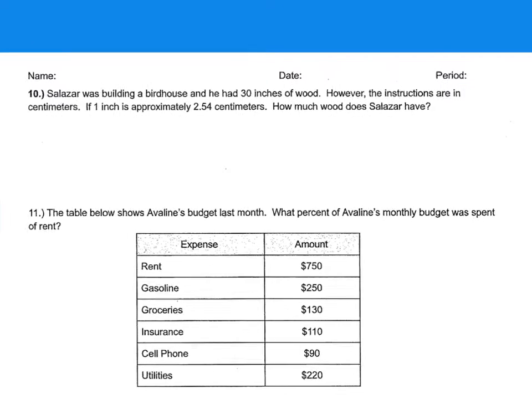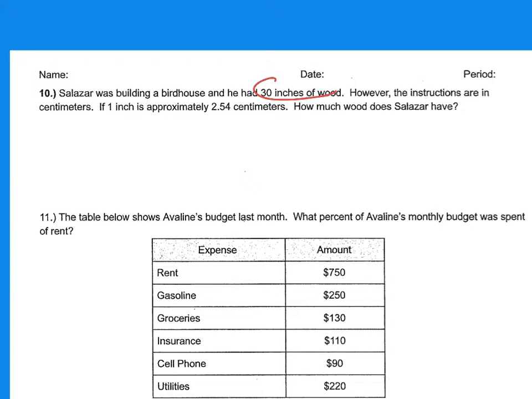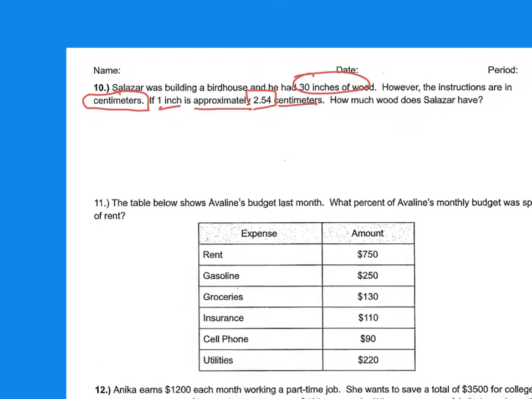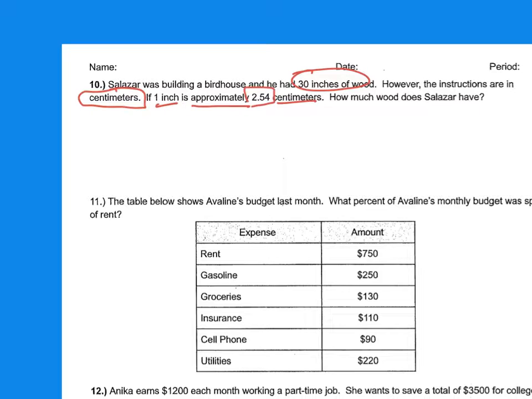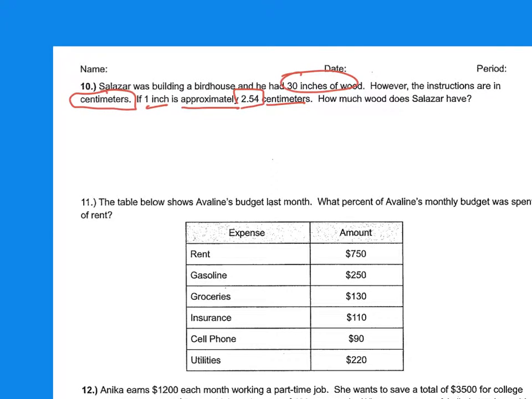Salazar was building a birdhouse and he had 30 inches of wood. However, the instructions are in centimeters, not in inches. If 1 inch is approximately 2.54 centimeters, how much wood does Salazar have? Okay, so we're comparing centimeters to inches.